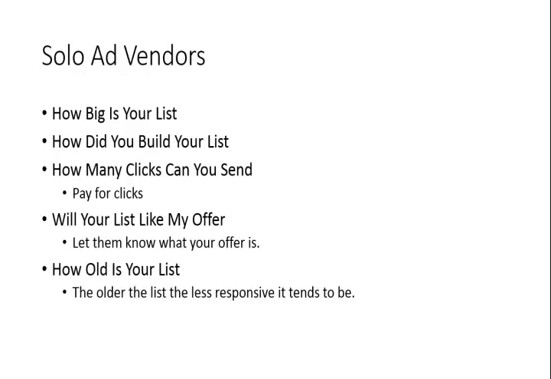Now, you also want to know how old the list is. The older the list is, it's probably going a little stale and it tends to be less responsive. So you like to have a list that's fresh, you like to have a list that's fairly recent. You don't want a list that's been out there a long time, because people are then a little more immune to the email and they are less likely to open them. They might just still be on the list because it's a habit.